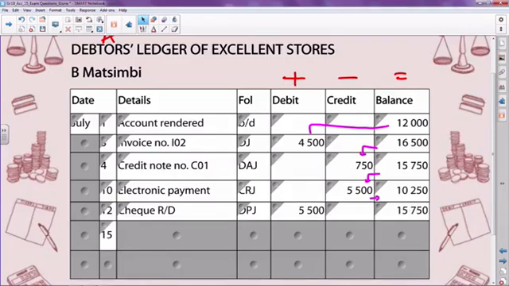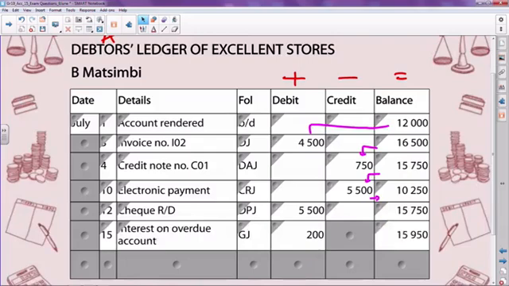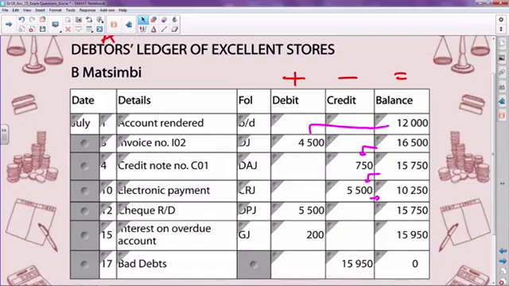The next one, on the 15th, we charged interest on the overdue account. How much? 200 Rand. So again, increase the account with it. And how do I get that 15,950? I say 15,750, guys, plus 200 gives me the 15,950. So therefore, how much do I need to write off on the 17th? As you can see, I need to write off the total amount, and the total amount will be 15,950.